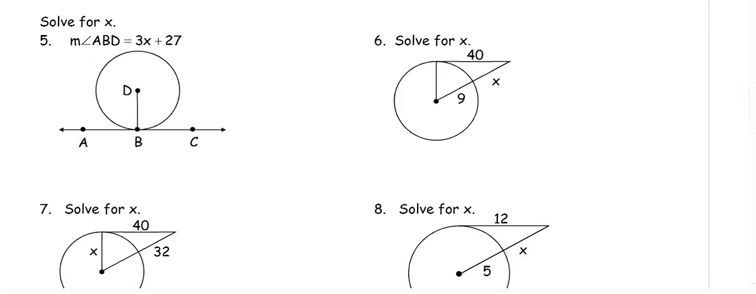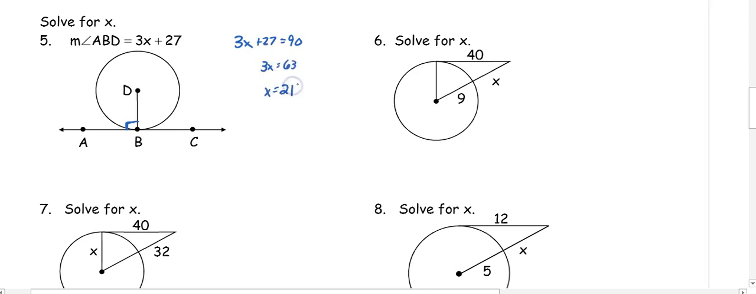So in number 1, we want to find the measure of angle ABD. Well, ABD is going to be a right angle because BD is a radius that's drawn perpendicular to the tangent line. So we would have 3x plus 27 is equal to 90. We can subtract 27 from both sides, so 3x equals 63, x equals 21.